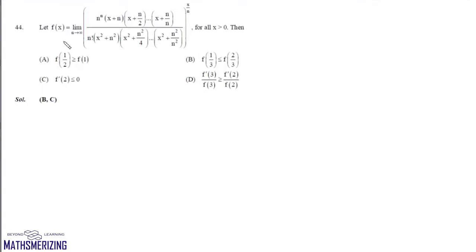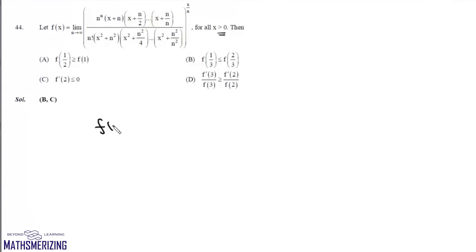Now here the question is, we are given this function f(x), which is the limit as n tends to infinity of n to the power n into (x + n/2)(x + n/3)... divided by factorial n, times (x² + n²)(x² + n²/4)... up to (x² + n²/n²) to the power x/n, for all x greater than 0.